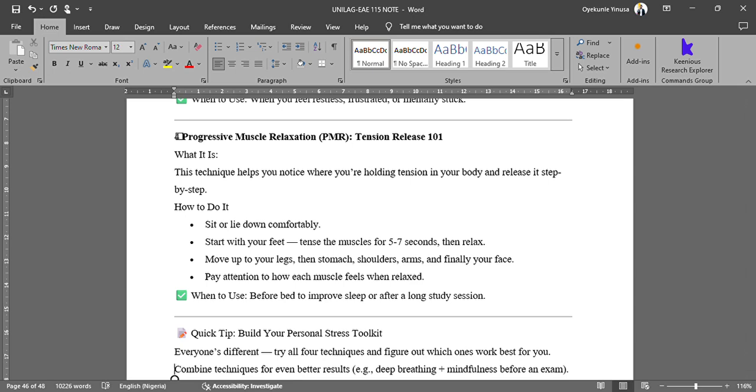This technique helps you to notice where you are holding tension in your body and release it step by step. How do you do it? Sit or lie down comfortably. Start with your feet. Tense the muscles for 5 to 10 seconds. Move up your legs, then stomach, shoulders, arms, and finally your face. You will discover that you will be better off. You must always pay attention to how each muscle feels when you are relaxed.